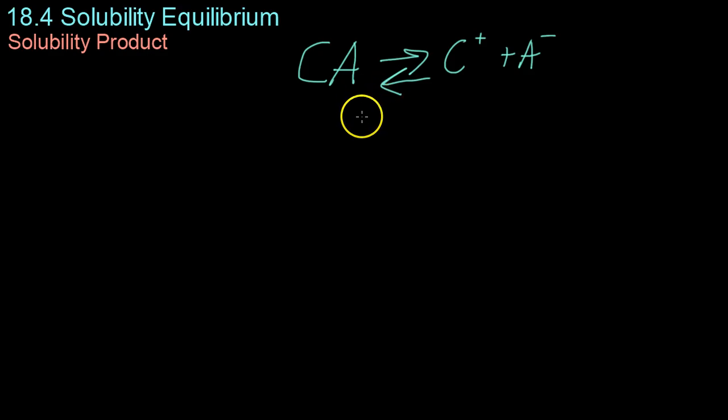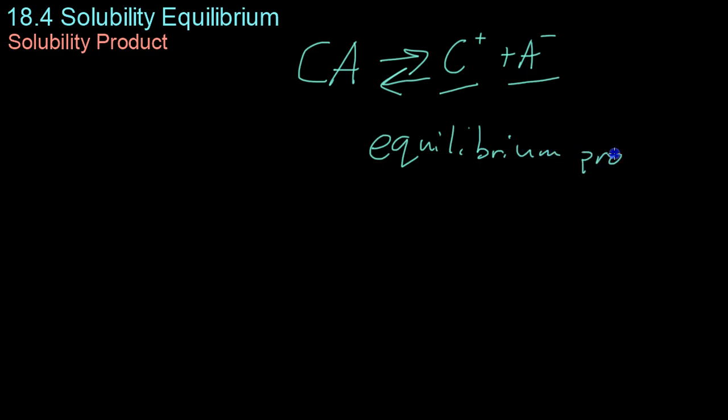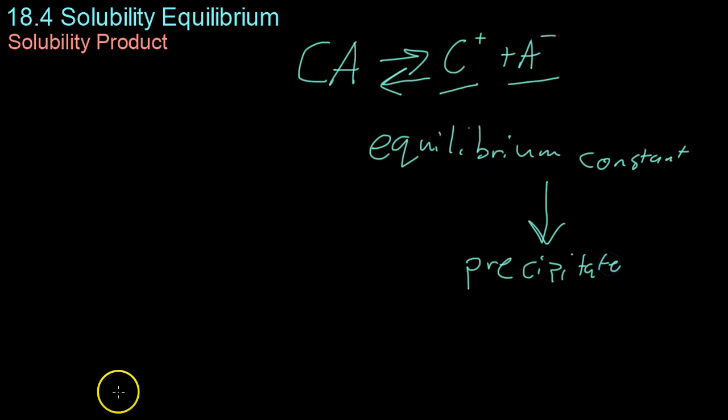And so what you have to realize is that these ion concentrations, much like the concentrations of products and reactants previously, can be used to find an equilibrium constant, just as we did with standard chemical reactions. And this constant can be used to predict whether or not something will precipitate out of the solution.